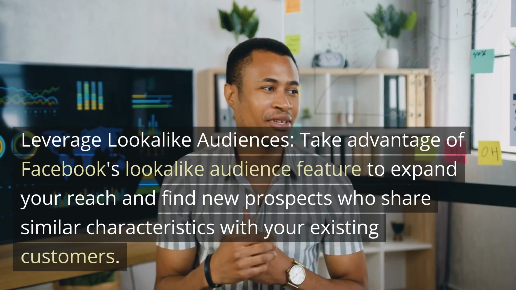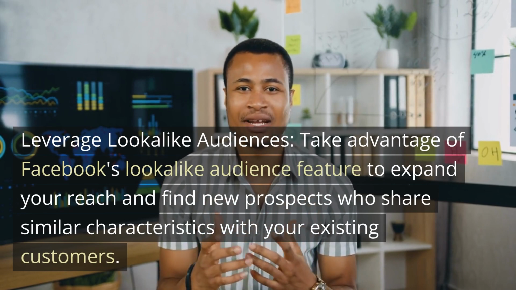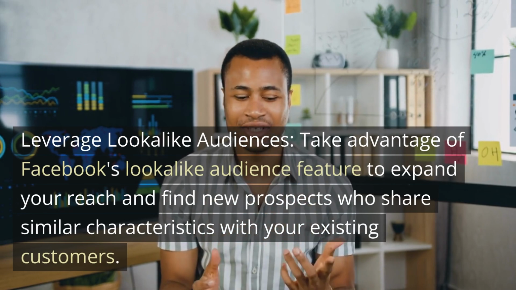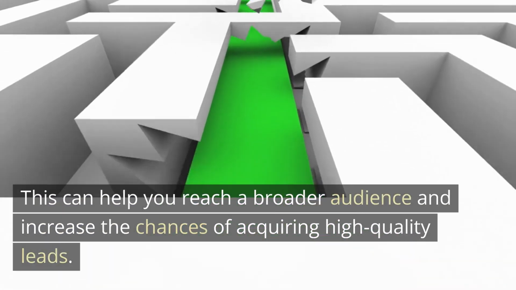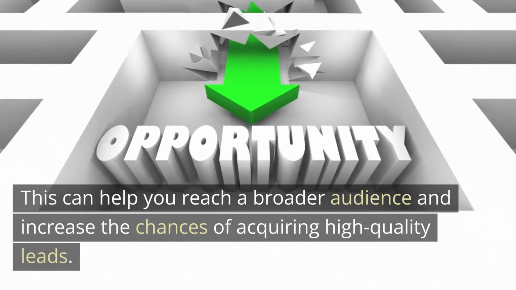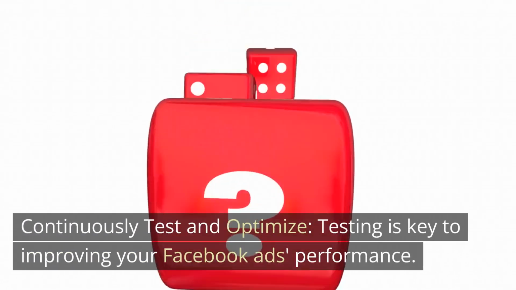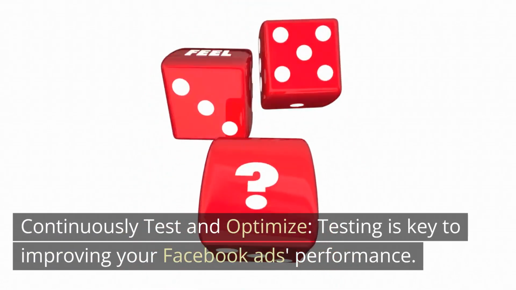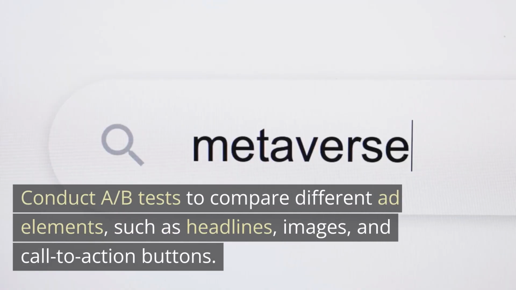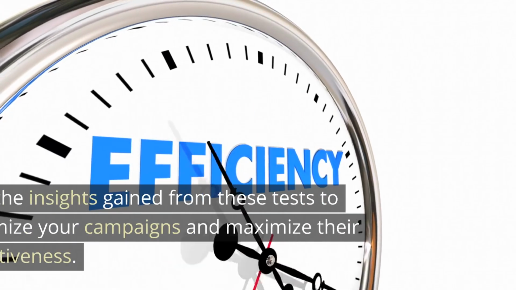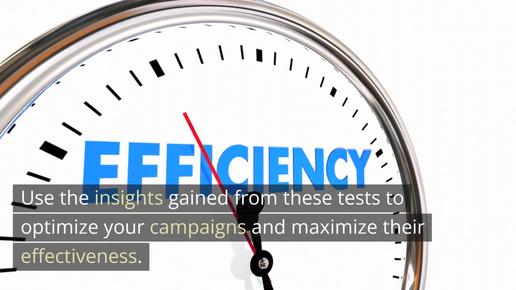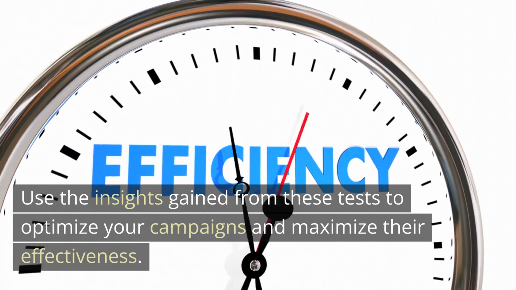Take advantage of Facebook's lookalike audience feature to expand your reach and find new prospects who share similar characteristics with your existing customers. This can help you reach a broader audience and increase the chances of acquiring high-quality leads. Continuously test and optimize. Testing is key to improving your Facebook ads performance. Conduct A/B tests to compare different ad elements, such as headlines, images, and call-to-action buttons. Use the insights gained from these tests to optimize your campaigns and maximize their effectiveness.